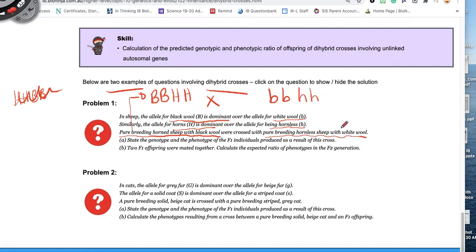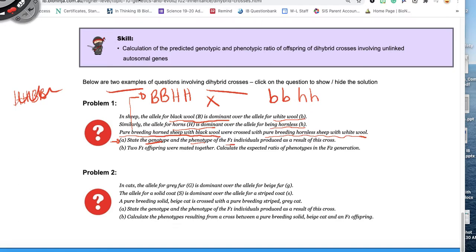So this is going to be a pretty simple dihybrid cross for question A, right? Because it says state the genotype and the phenotype for the F1 individuals. So we know that the possible gamete for this parent is big B, big H, and the only possible gamete for this parent is little b, little h.